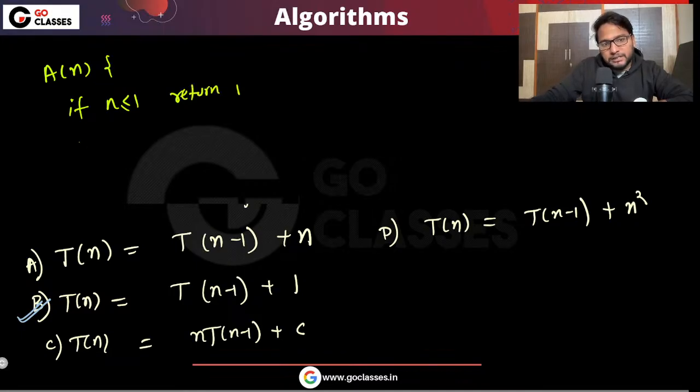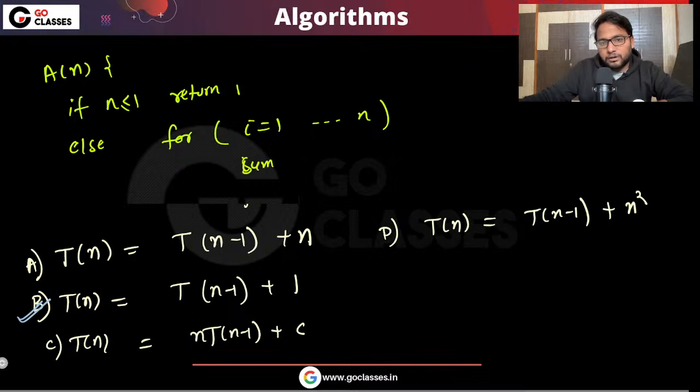Return 1. Else here, let's suppose I write a for loop for i equal to 1 to n, and then I do some sum plus equal to i, and after that let's suppose I call A of n minus 1. Then what is the recurrence relation?